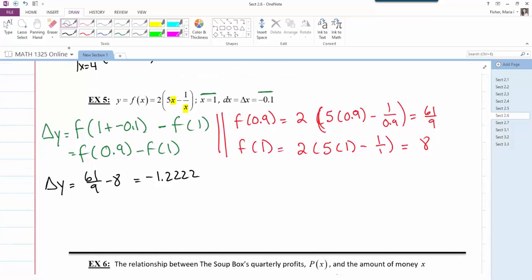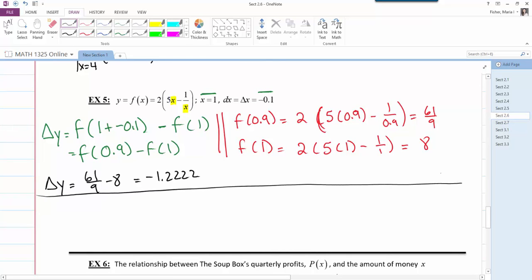Wonderful. What is the differential? Well, in order to figure out the differential, I first need to find the derivative. So what's the derivative here? Well, look at the given.